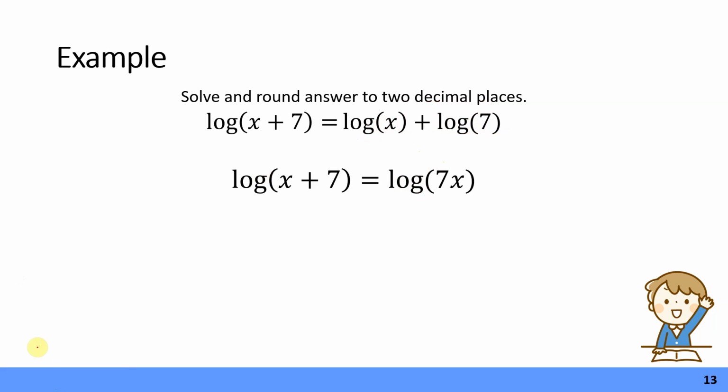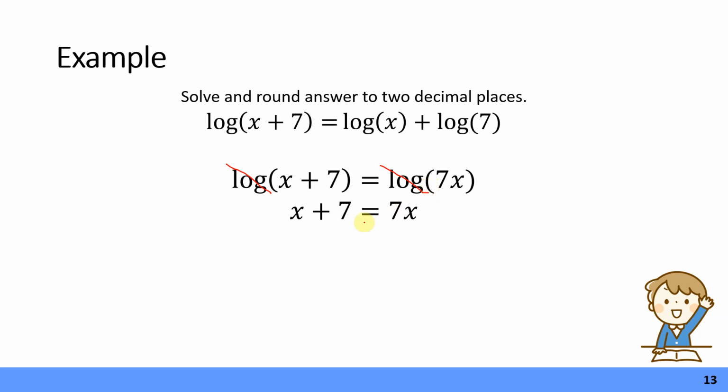Okay? Now, this is what I'm talking about. This is so pretty. Because since you only have one log here and one log there, and they're the same base, because again, this one has an invisible 10, that one has an invisible 10, you can drop them. And look at that. Our problem just became so much easier. It's just x plus 7 equals 7x. Again, you can only do this when you only have logs. There are no extra numbers that are bothering us. We just leave it like that.